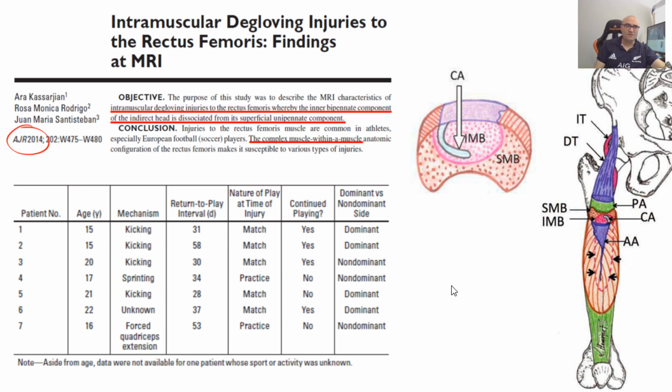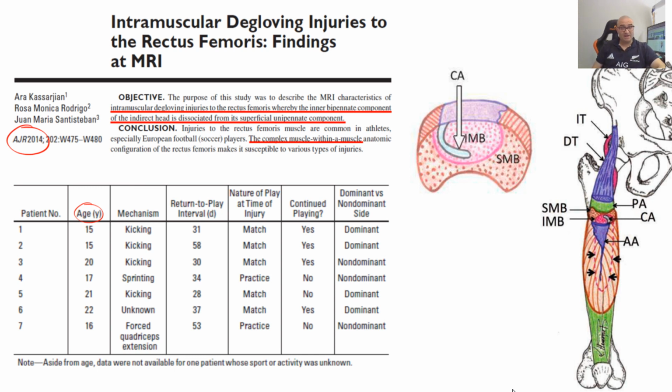Some more things to take into account in the intramuscular degloving injury. The age. In my experience, for example, I have seen several of these injuries during the last 2 years. I have seen quite a lot. And you can see the same as in this article that it is more prone in young patients, in young football players in that case.